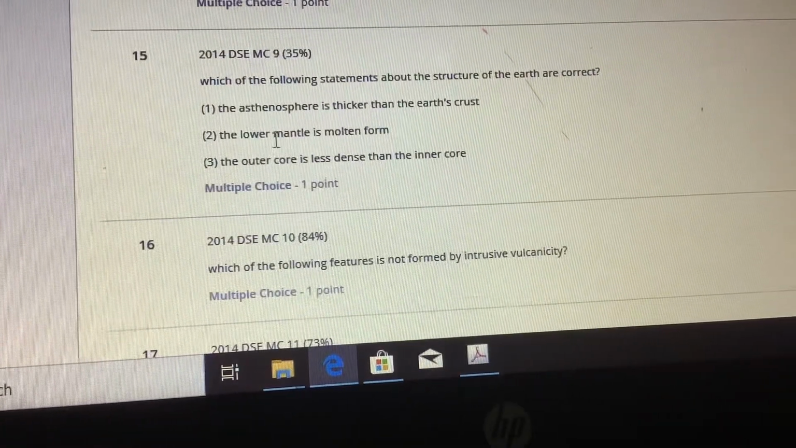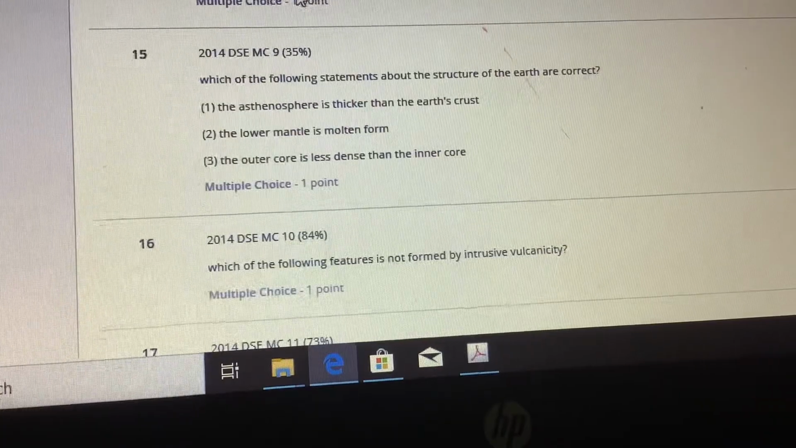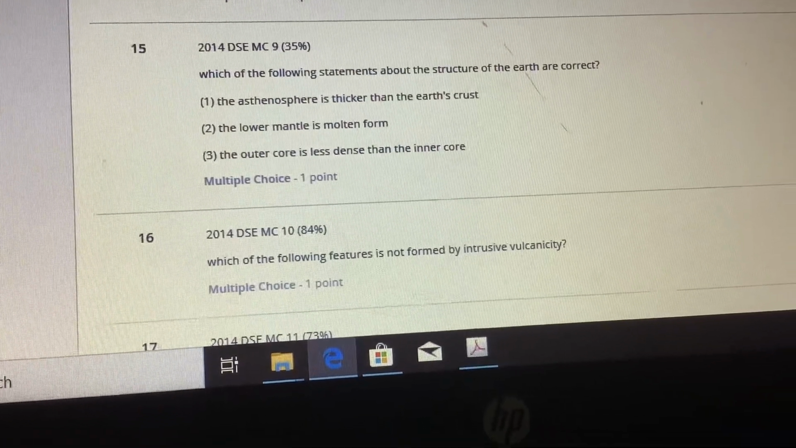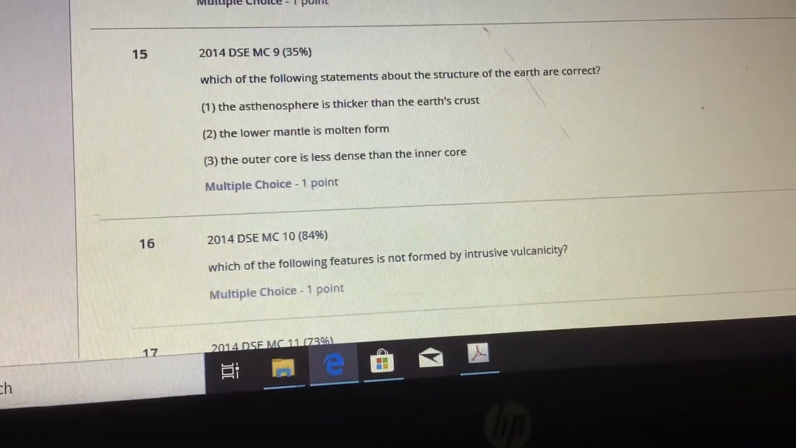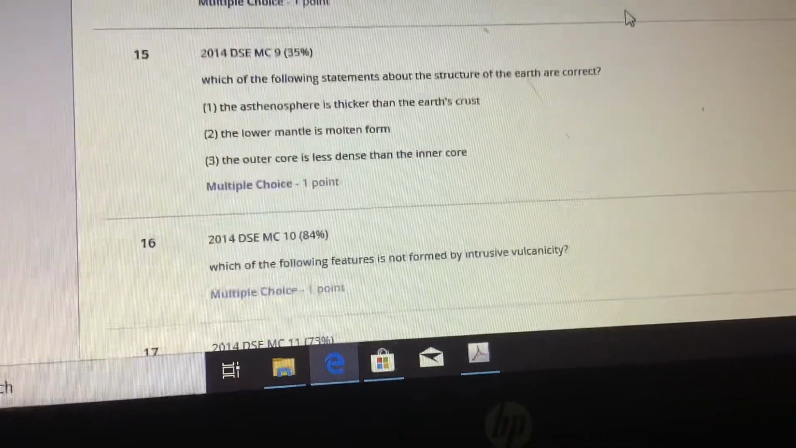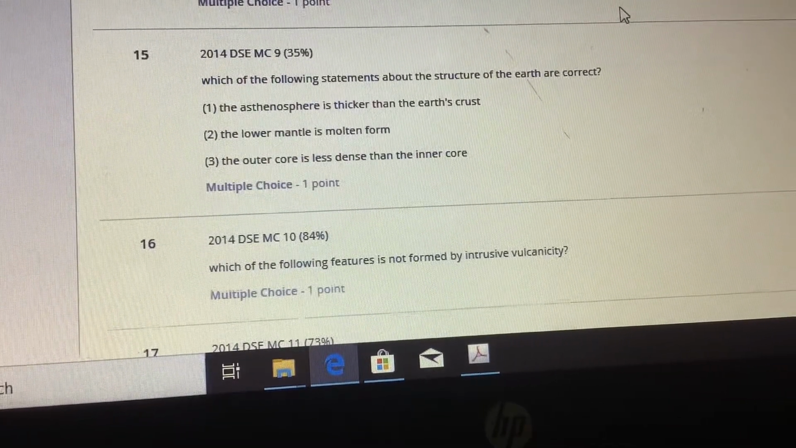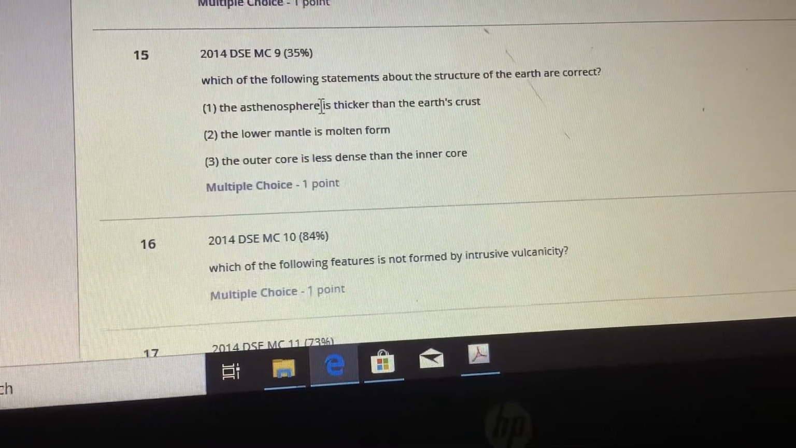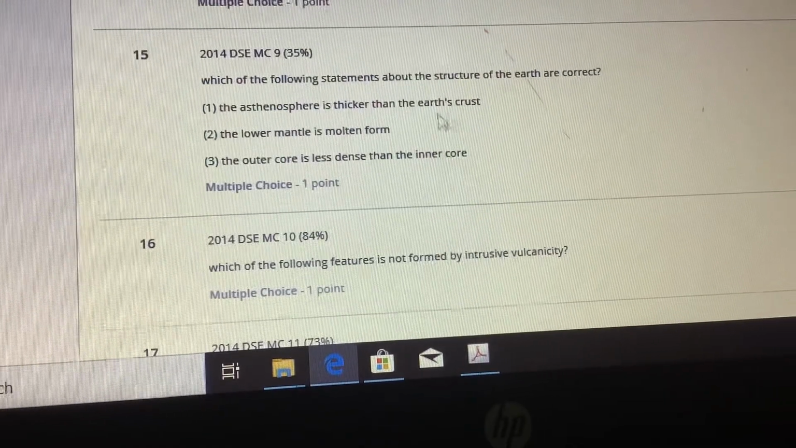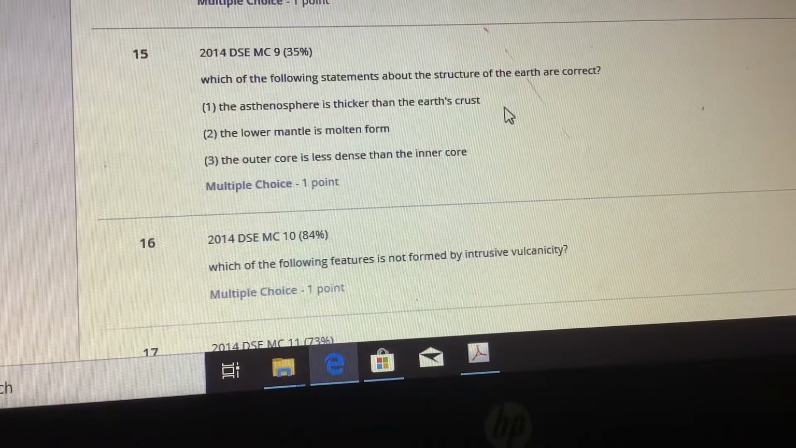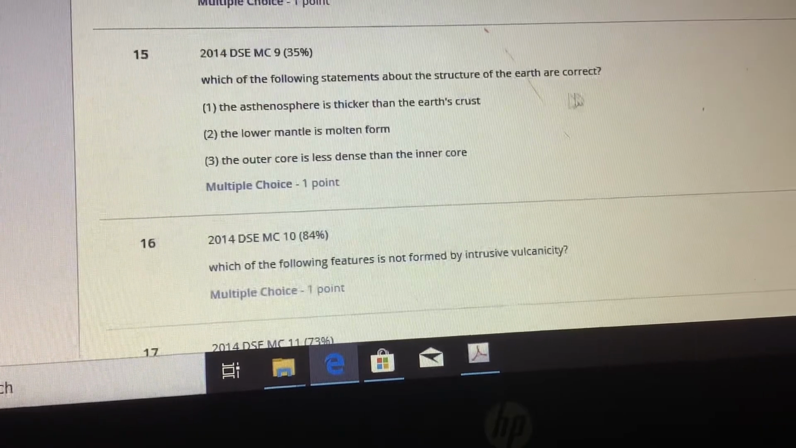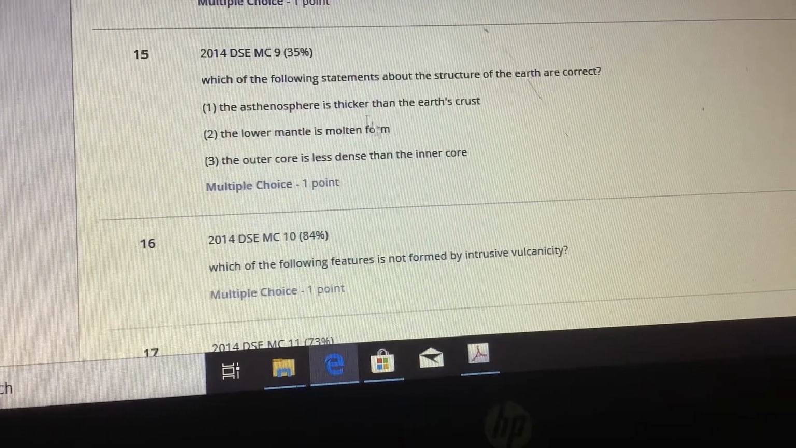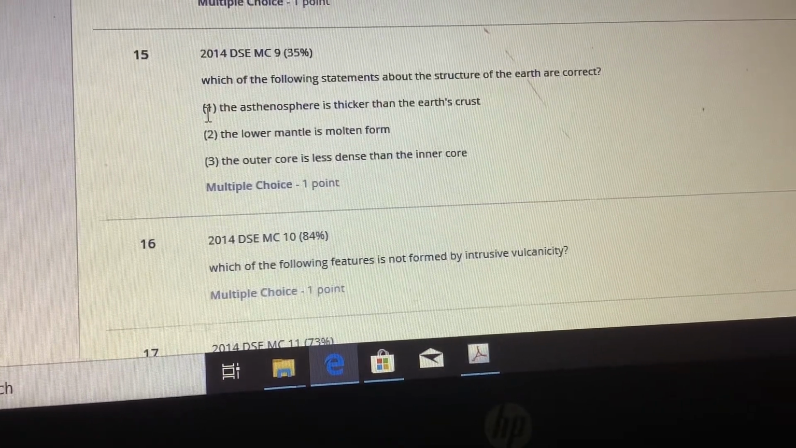Which of the following statements about the structure of Earth are correct? The asthenosphere is thicker than the Earth's crust. This one is right, because the asthenosphere, I forget, should be 100-something km in thickness. And how about the crust? The crust is just 11 or 12 km in thickness. So number 1 is right.